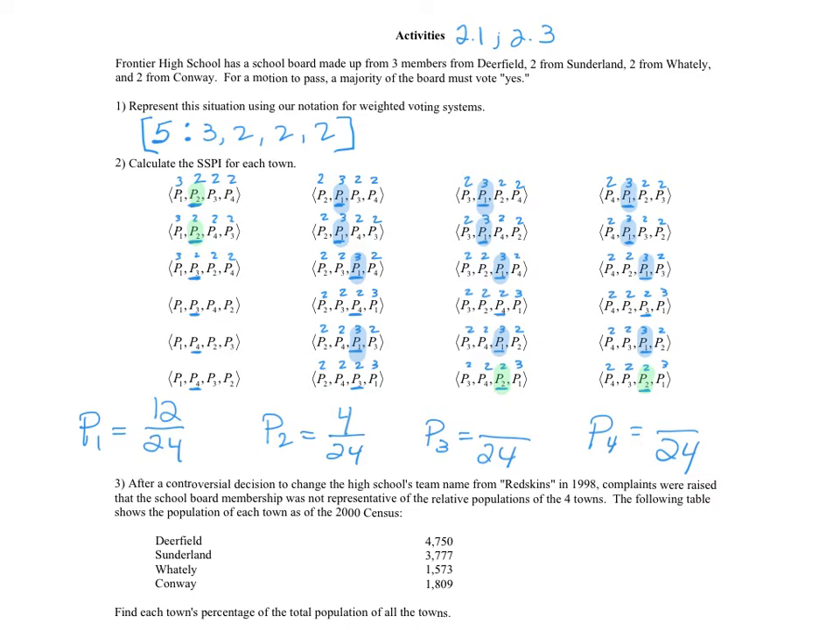All right, let's do player 3. Highlight each time player 3 was pivotal. There's 1, 2, 3, 4. 4 times for player 3. And then player 4, we've got 1, oops, supposed to be highlighter. 1, 2, 3, 4 times for player 4.